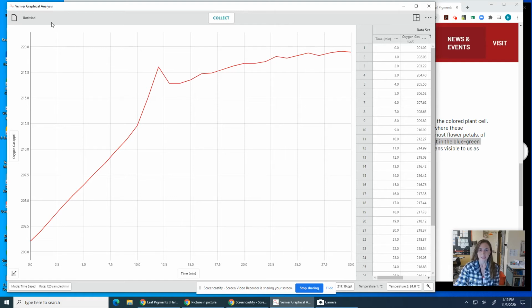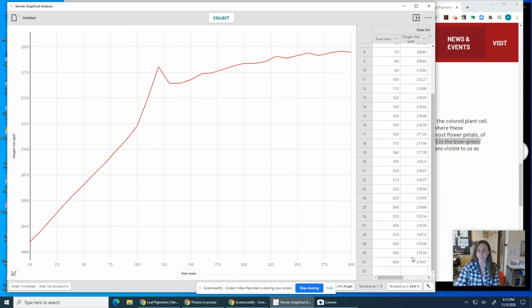All right, so we're back and we finished our 30 minutes of data collection. So here is the resulting graph. You're going to be working on graphing this in Google Sheets, and our data is over here to the right. As you can see, if we look at time 0, we started at 201 parts per 1,000 for oxygen concentration in our biochamber, and then over here at 30 minutes, if we scroll down, we ended at 219 parts per 1,000.